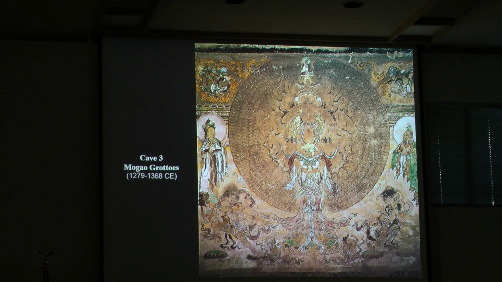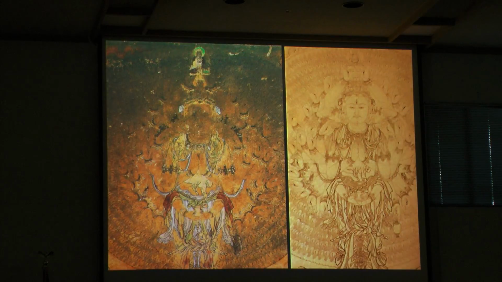One of the most elaborate versions of the Avalokiteshvara Ekadashamukha, eleven-headed Avalokiteshvara, is the mural painting of this Bodhisattva of compassion with 1,000 hands on the north wall of cave number 3 of the Mogao Grottoes, dated to the Yuan dynasty that we have seen already.